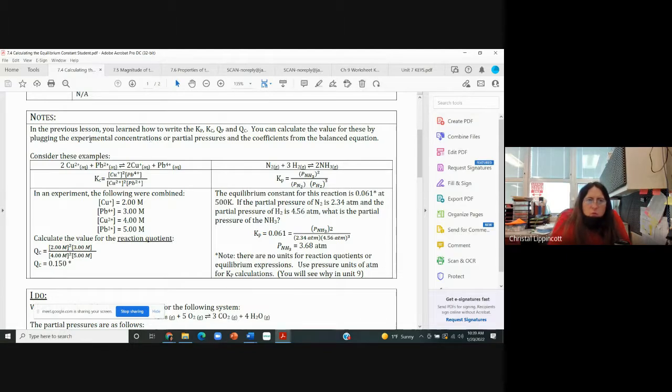Okay, so we learned how to write KP, KC, QP, QC. Now we're going to start doing some calculations for these. Okay, so now they're giving us some values and they're telling us somewhere in the experiment we had this value. Okay, they told us that over here they have, so all you have to do is just plug in those.